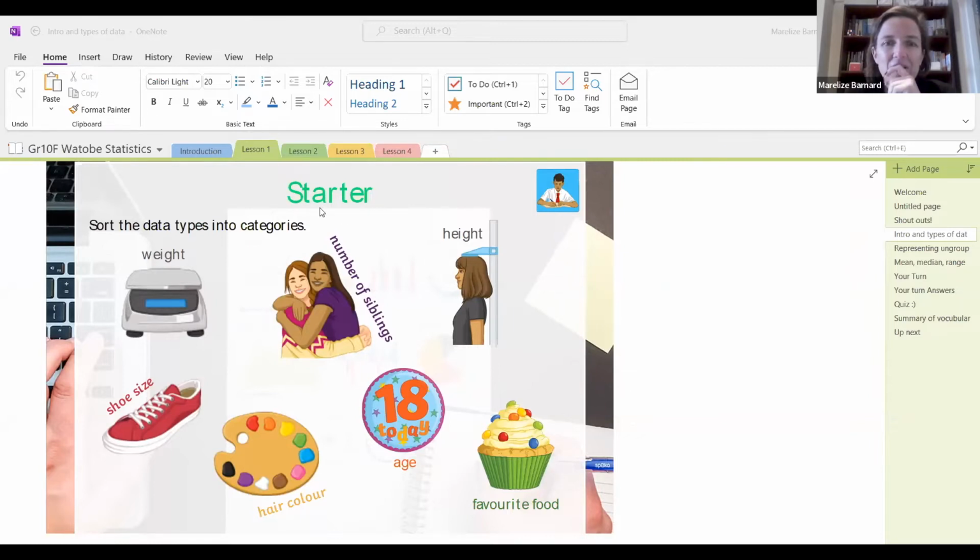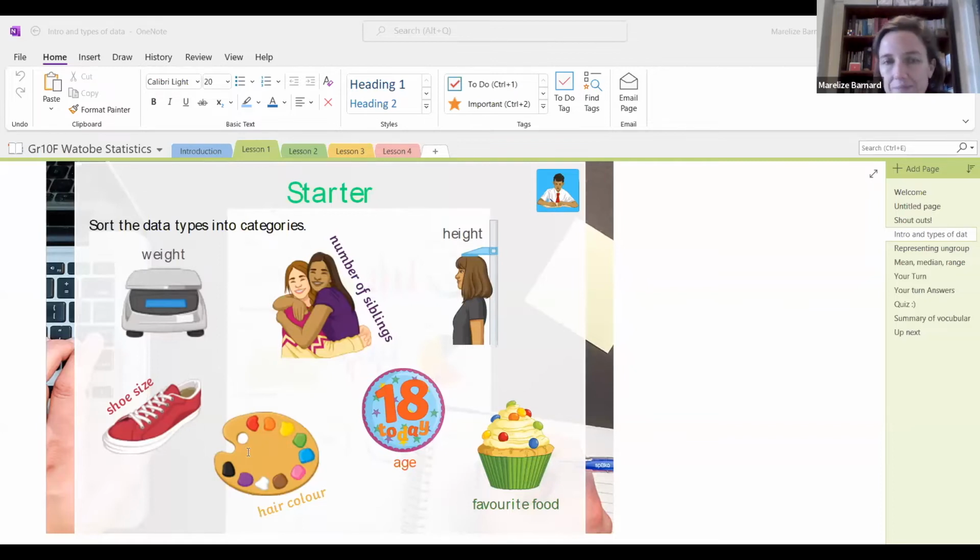Right, so let's have a look here. And I hope everyone can see this quite clearly. So say, for instance, we have weight, shoe size, hair color, favorite food, height, age, and number of siblings. These are all different types of data. Now we can sort these types of data because the data that we gather is not always all the same.